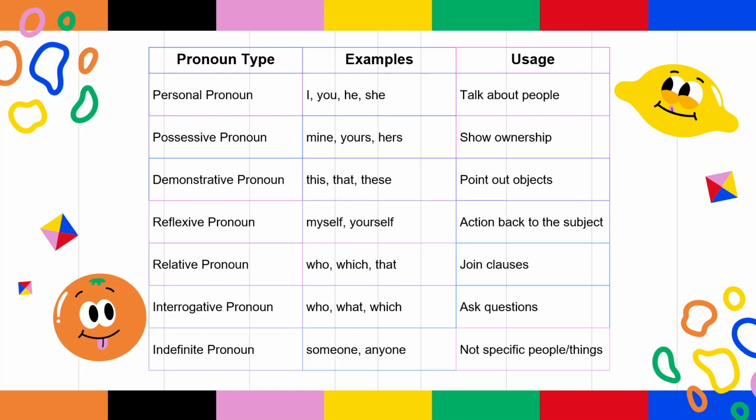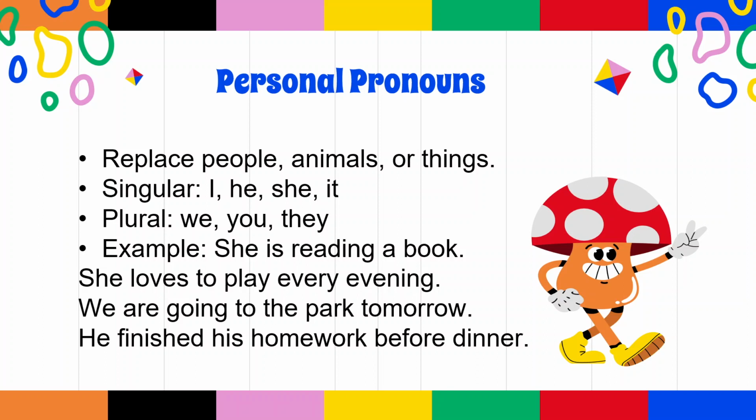Then possessive pronouns. So possessive pronouns examples are mine, yours, hers. So here they are used to show ownership, or when something belongs to someone, we use possessive pronoun. Then we will look at demonstrative pronouns. For example, this, that, these, those. So we use these to point out to objects. And then we will look at reflexive pronoun like myself, yourself, herself. So here, the action goes back to the subject. So let's go through all of these one by one.